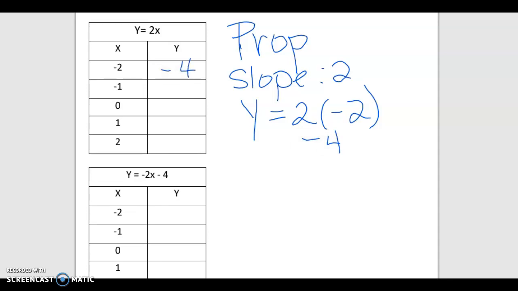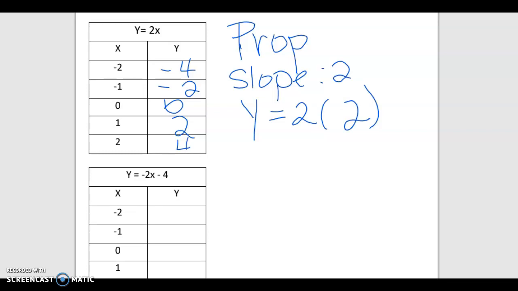I'm going to do the same thing with each of my x's. I'm going to plug it in. It's called the input because I'm putting it in. 2 times negative 1 is negative 2. Erase my negative 1, plug in my 0. 2 times 0 is 0. Plug in my 1. 2 times 1 is 2. Plug in my x again. 2 times 2 is 4.